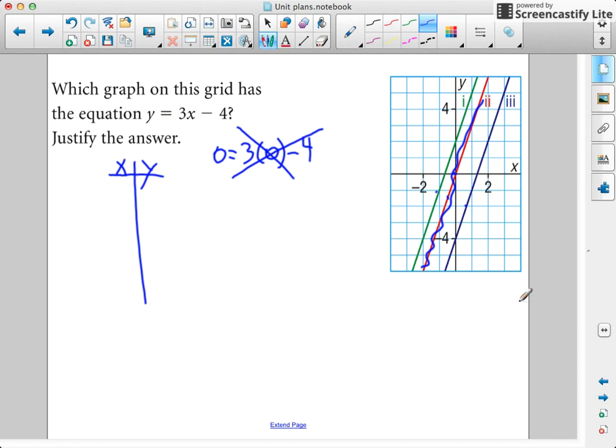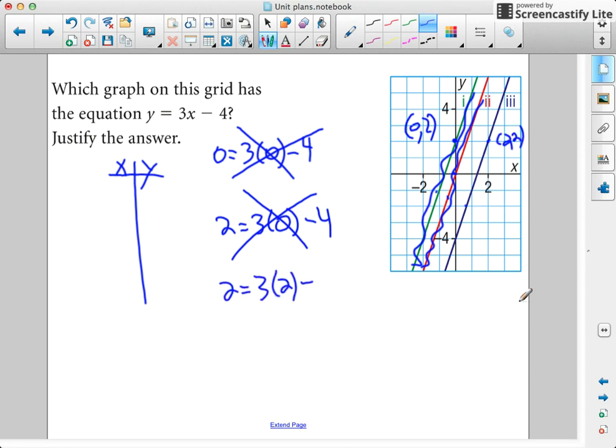Okay, we need to pick some more points here. So let's pick this point right there. That point is 0, 2. So y is 2 equals 3 times 0 minus 4. Well, that doesn't equal. So I know that it's not that one. By process of elimination, I know it's the other one, but let's just check it. That point is 2, 2. So 2 equals 3 times 2 minus 4. 2 equals 6 minus 4, which is true. So it would be line 3.